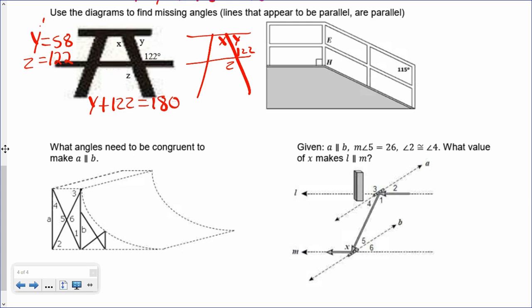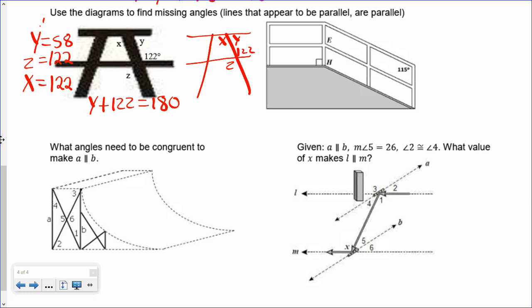X is what? What's the relationship between X and 122? Corresponding. Alternate interior. Oh, I thought you meant Z. The X and the 122 are alternate interior, which makes them congruent. So X is also 122. There you go. That's the whole question complete.